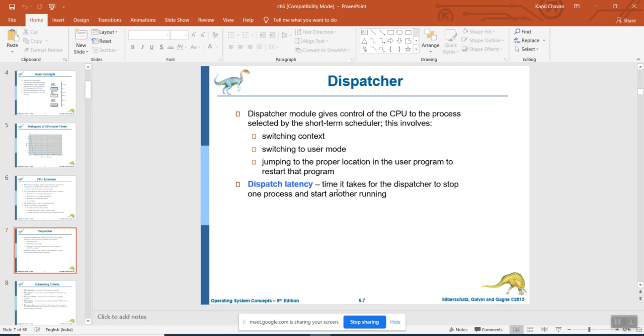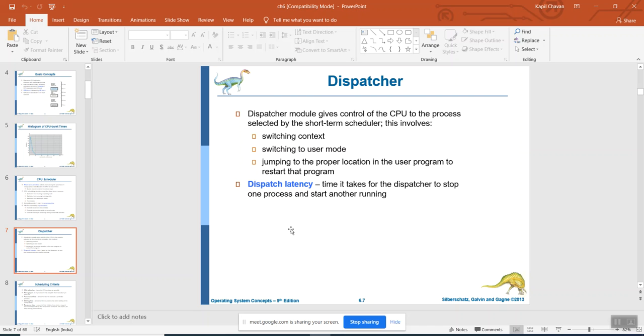When the short term scheduler moves your process into the ready state for execution, all these things happen. And who is doing all of this? The dispatcher module does all these things. So the context switching is done by using the dispatcher module.